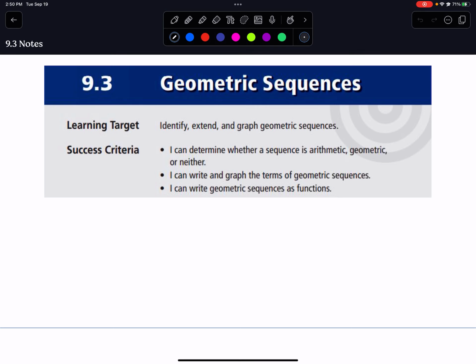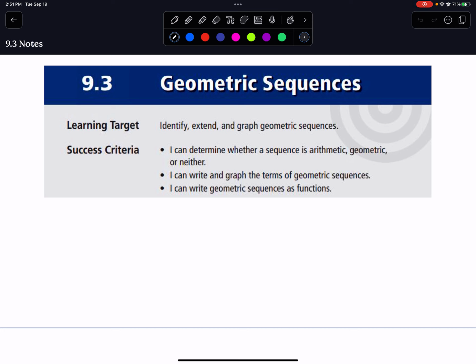All right, last class we talked about arithmetic sequences. This time we are talking about geometric sequences and 9.3. So your learning target for today is to identify, extend, and graph geometric sequences. So everything we did with arithmetic, we are now doing with geometric.